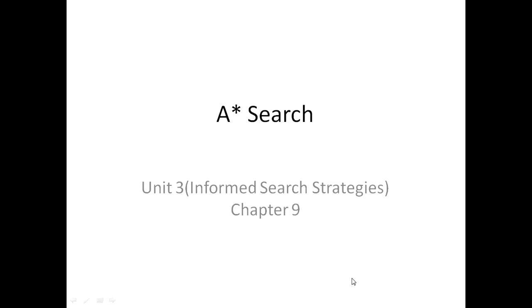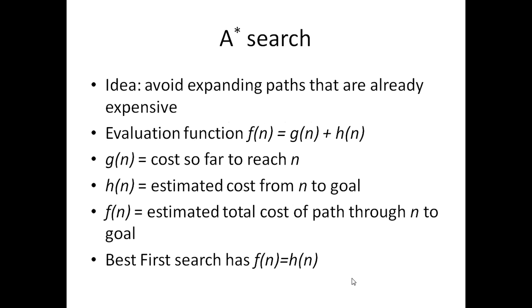Hello, friends. In our previous video, we discussed one of the heuristic search algorithms, greedy best first search. Now, in this video, I'm going to discuss what A star search is. That is another informed search strategy that we follow. The idea behind A star search is that it avoids expanding paths that are already expensive, as we have seen in the case of greedy best first search.